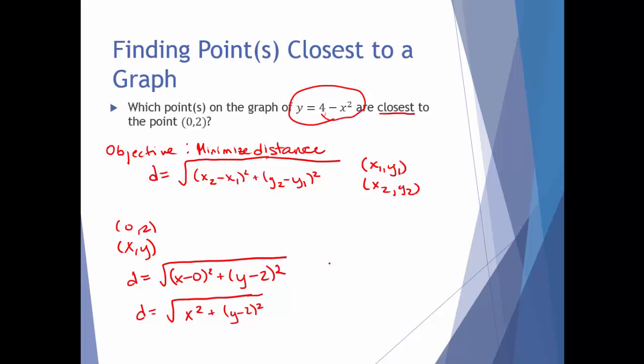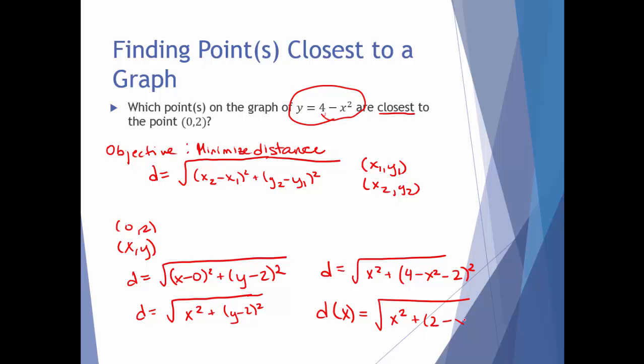So our specific objective equation is going to be d equals the square root of x squared plus, and in place of y, I'm going to put in 4 minus x squared. We still have minus 2, and it's still squared. So our function, specifically as a function of x, is the square root of x squared plus (2 minus x squared) squared. You can FOIL this out, but I'm going to choose to leave it as it is.